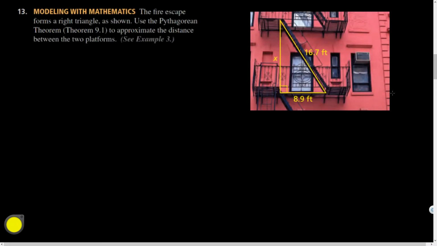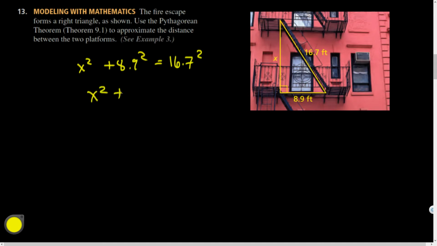All right. Hey, this is what you do when you're in an emergency trying to escape a building. You've got to find the missing side, the height between these two floors on the fire escape. Forms a right triangle. That's convenient. Use the Pythagorean theorem, also known as theorem 9.1, to approximate the distance. X squared, that's not the hypotenuse, plus 8.9 squared equals 16.7 squared.